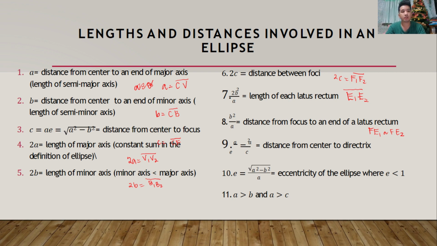E equals the square root of A squared minus B squared over A, which is the eccentricity of the ellipse, where E is less than 1. A is greater than B and A is greater than C.